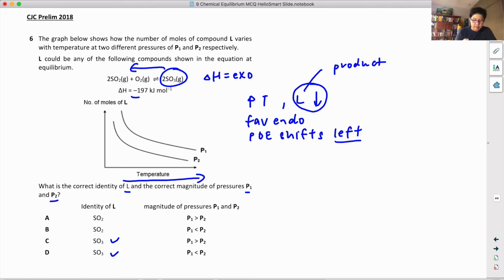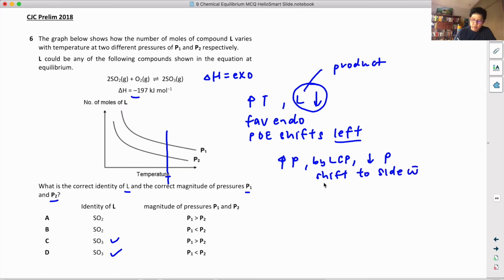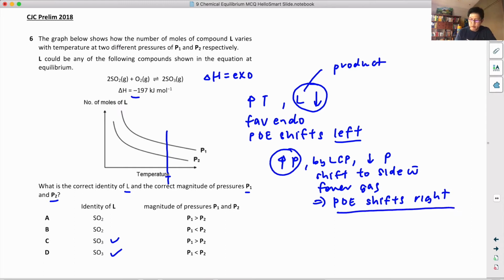What happens when I change pressure? For the other criteria, we're going to keep the temperature the same and change the pressure. So over here, take it as the temperature is constant. Increase pressure, by LCP, it will want to decrease the pressure, so it must shift to the side with fewer gas molecules. So where will it shift to? The position of equilibrium shifts right. So increased pressure shifts right, and shifting right means you produce more SO3.